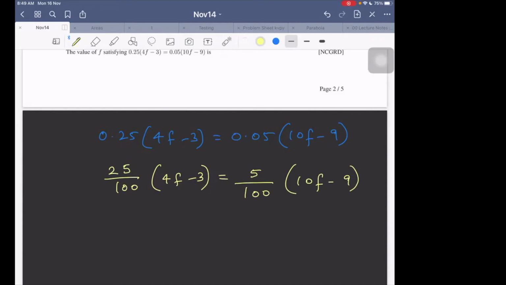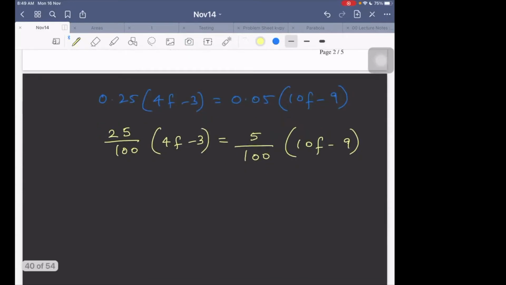Tell me it's all right, then I'll move on to the next step. Cool. Now it's easy because you can just cancel off 100 on both sides. And here also you can do a cancellation. This is 5. Now your question is 5 into 4f minus 3 is equal to 10f minus 9. Absolutely no fractions, no decimals to deal with now. Isn't this easier?